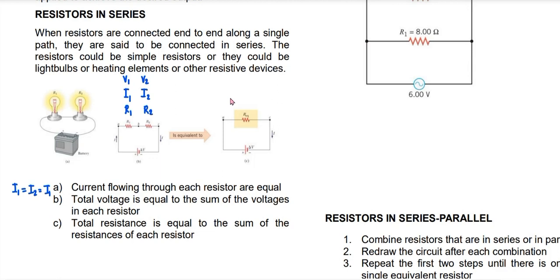The total voltage is equal to the sum of the voltages of each resistor. So V sub T is equal to V sub 1 plus V sub 2. And the total resistance R sub T is equal to the summation of the resistances of each resistor. So you can add more depending upon the number of resistors that are connected in series.